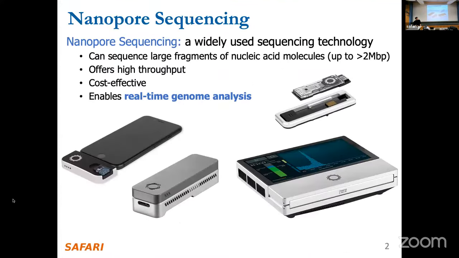So this is a bit about genome analysis, which I also mentioned in last week's lecture. So what is nanopore sequencing? Nanopore sequencing is one of the widely used sequencing technologies out there. It has several benefits, such as it can sequence large fragments of nucleic acid molecules, large fragments of DNA, up to 2 million bases. It offers very high throughput. It is relatively cost-effective, and it provides some unique benefits, such as real-time genome analysis.